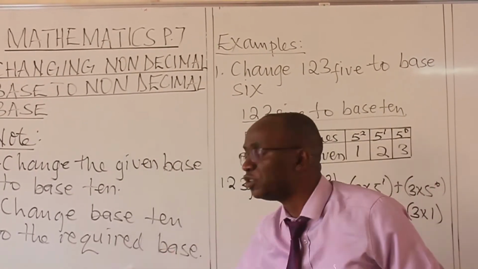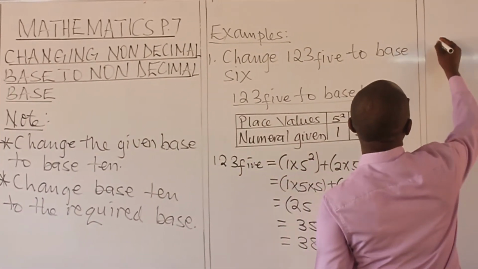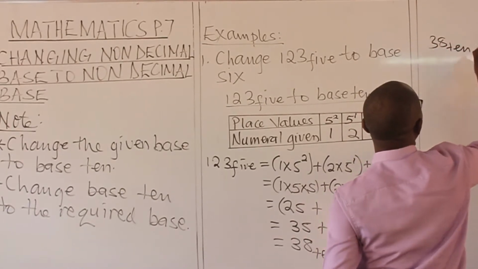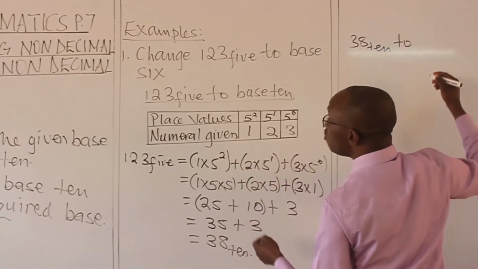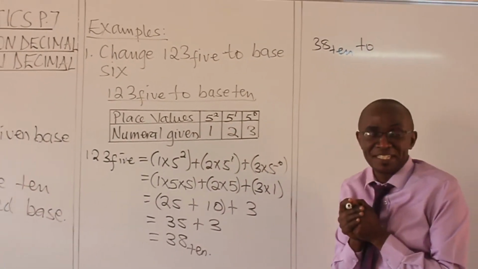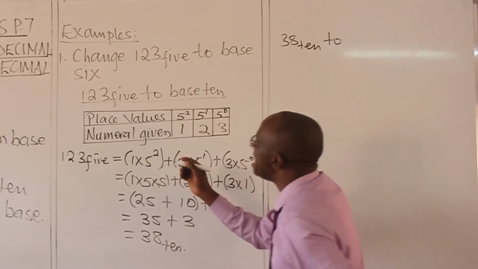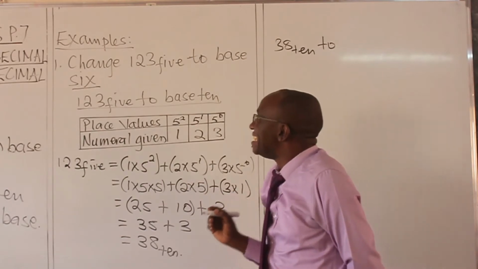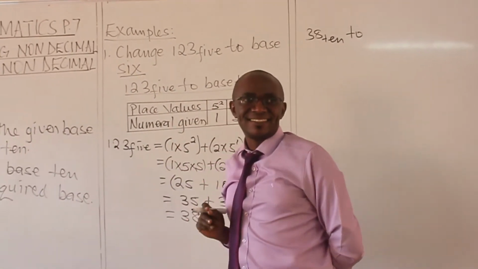Now let us move to step number 2. So now the next step is to change 38 base 10 to the required base. What is the required base in the question? Come back to the question. What is the required base? The required base is 6. They want the answer to be in base 6.